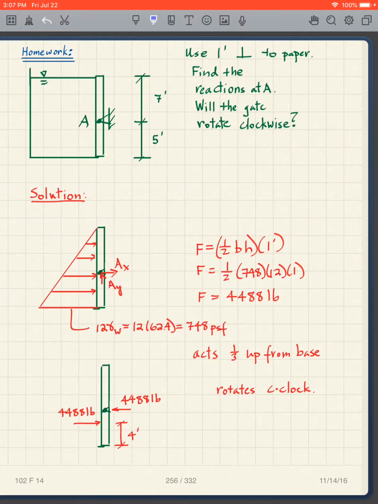Now, what we would see is, since the only way that this gate is going to rotate is about point A, it will rotate in this manner. So it would rotate counterclockwise. Will the gate rotate clockwise? The answer is no.